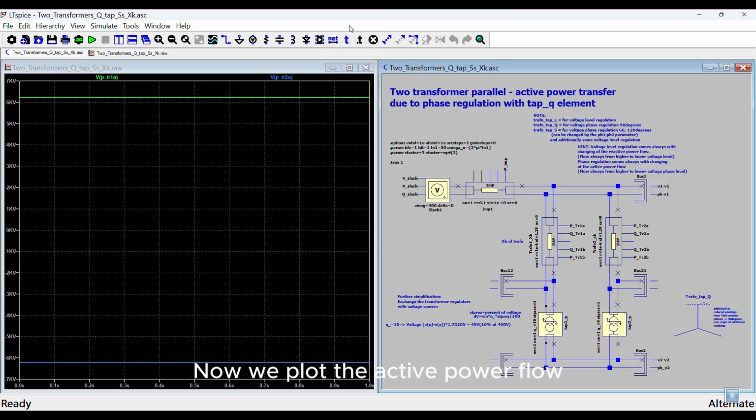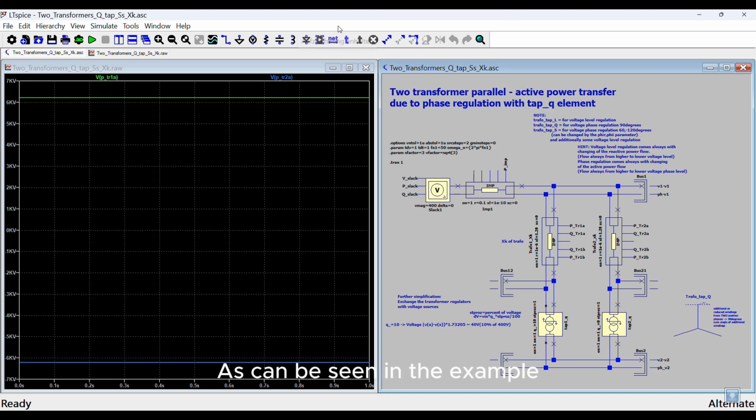Now we plot the active power flow at the input of transformer 2, pin TR2A, again. The value is minus 6.2 kilowatts. The negative sign indicates that the active power flows out of the input pin. We thus obtain a circular flow of active power with the same values as in the previous example.